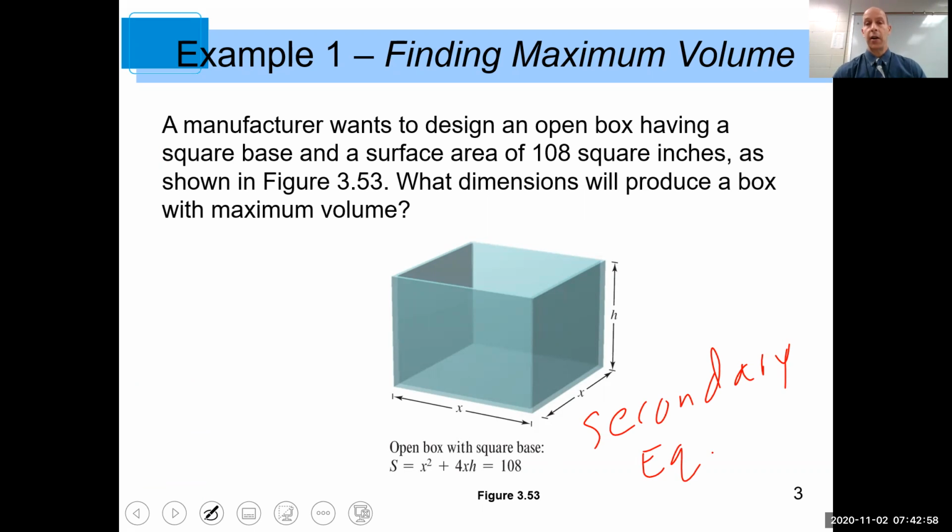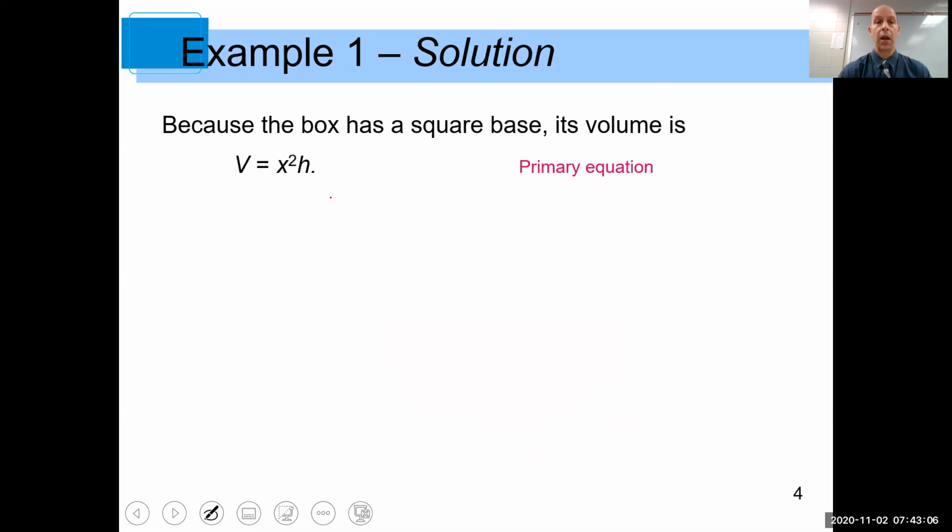The reason it's our secondary equation is the primary equation is always whatever it is you're trying to maximize or minimize. In this case, it's volume. Now, volume of a rectangular prism is length times base times height. But since we know that the base is x squared, it's just x squared h. This is our primary equation. This is what we're trying to minimize, or in this case, maximize.